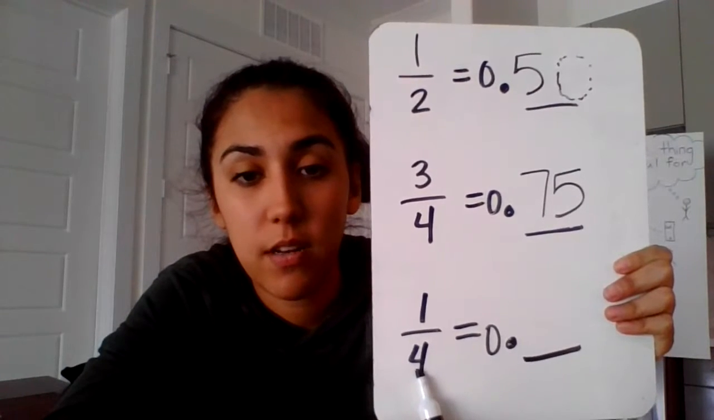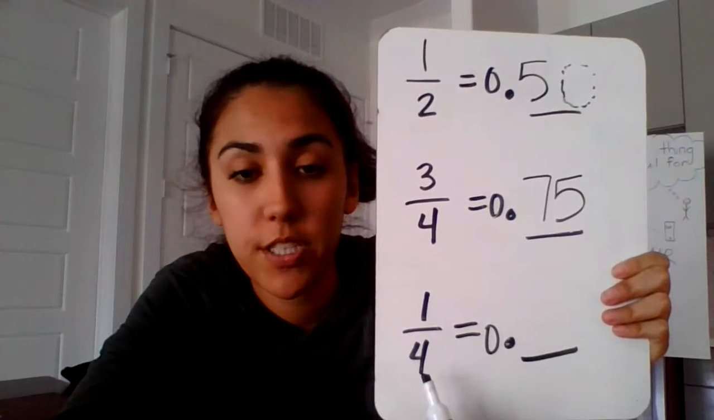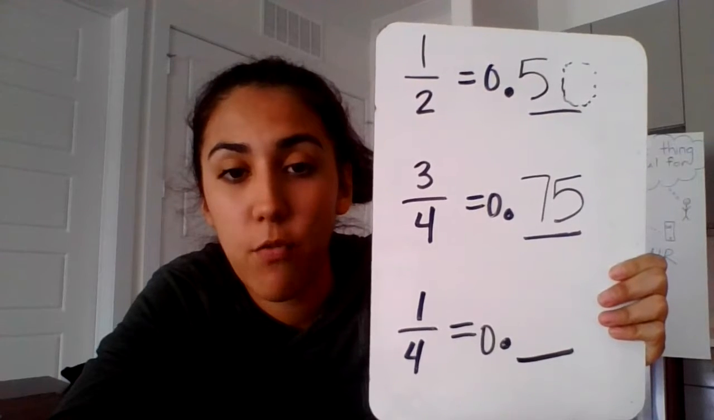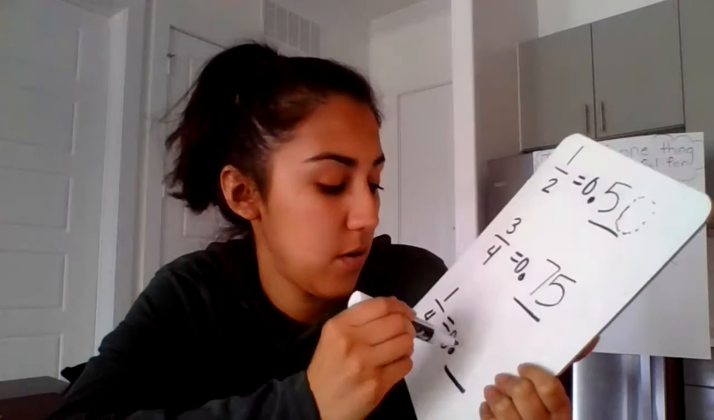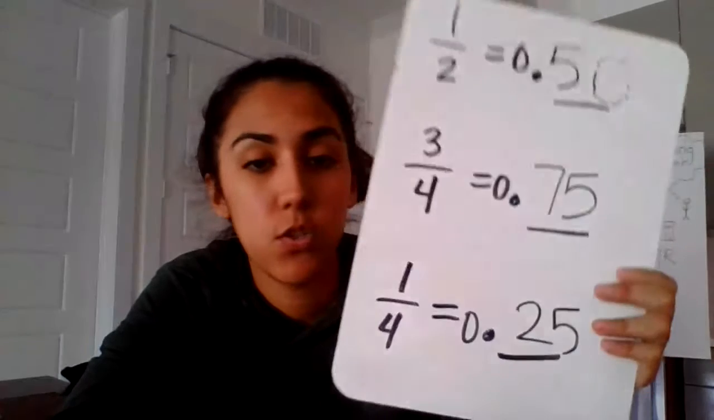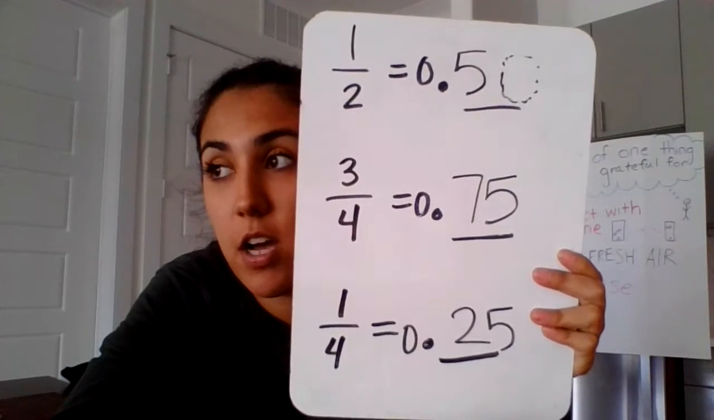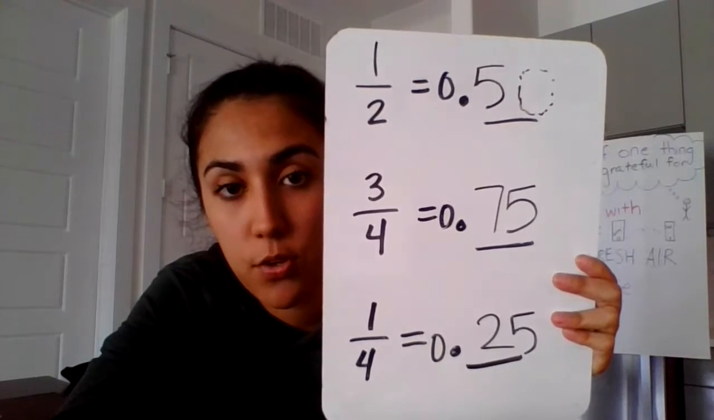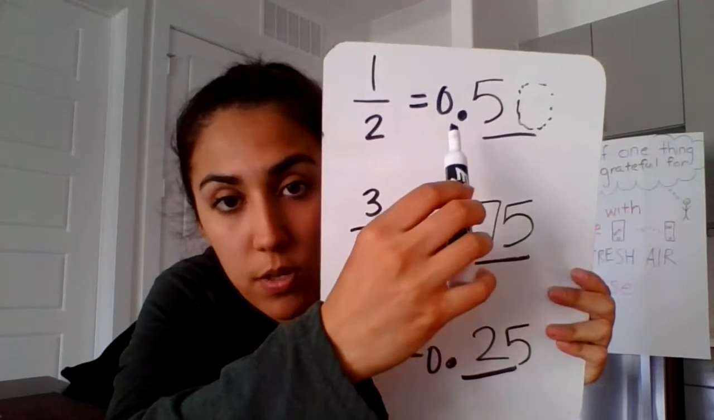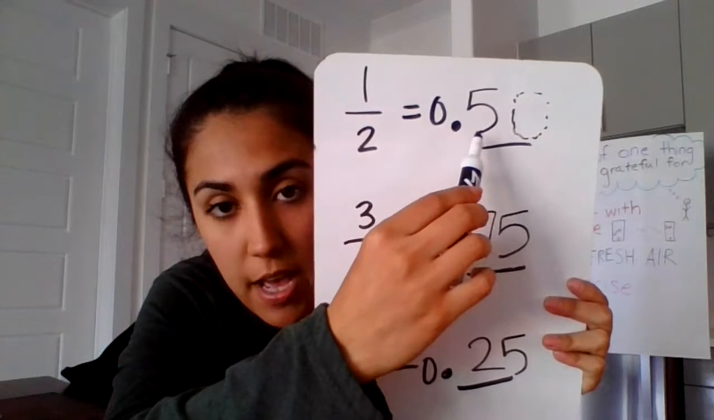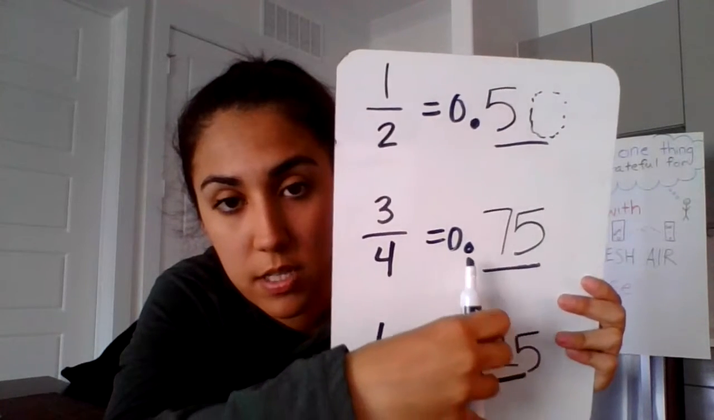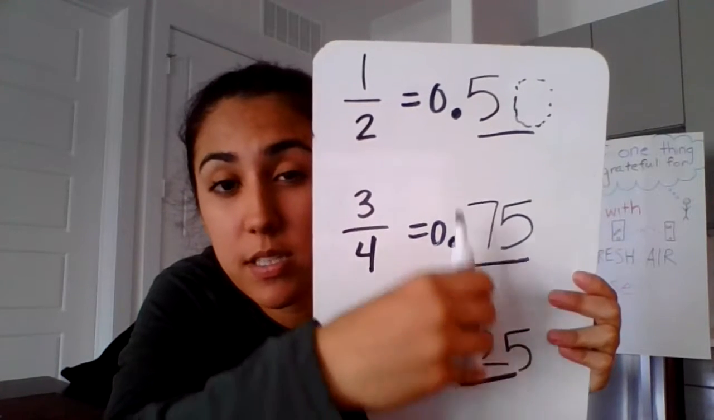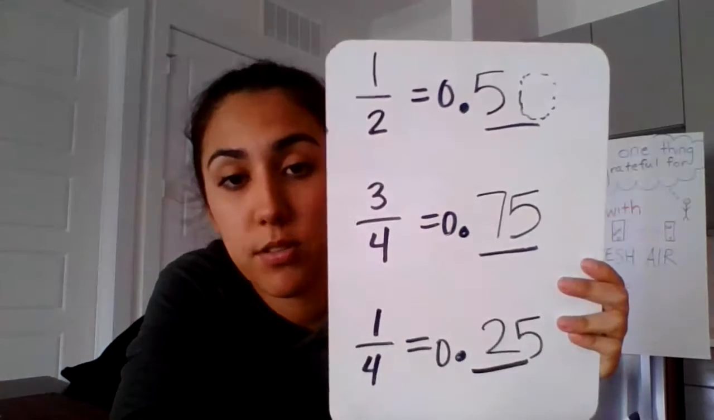And the last one, okay, think of quarters. 4 quarters equal a dollar or a whole. Okay, so how much money do you have if you only have 1 quarter? 25 cents or 25/100. So on the Google form, it will accept decimal 5 or decimal 50, decimal 75, and decimal 25. If you want to put the 0 before, it'll accept those answers as well.